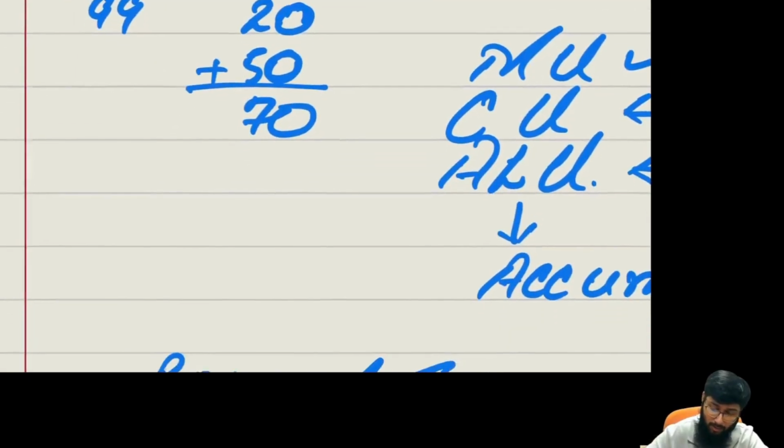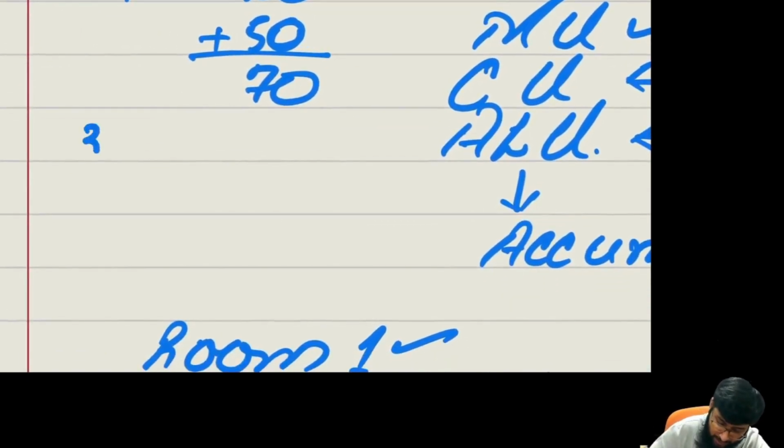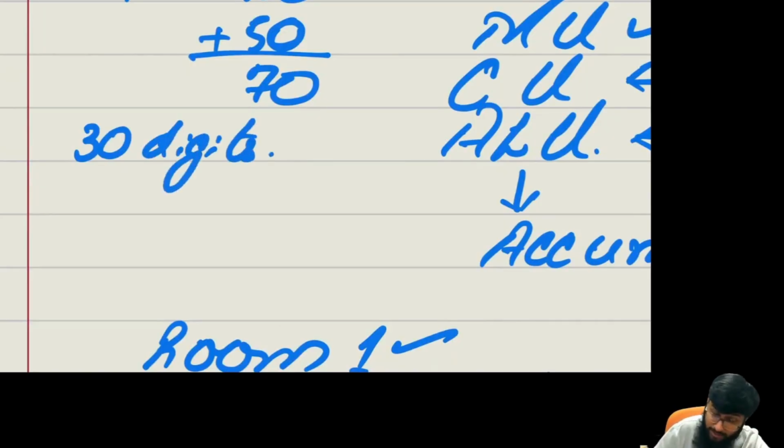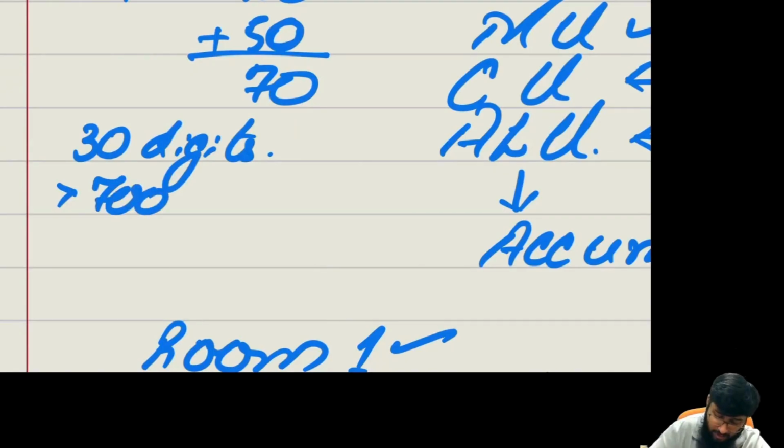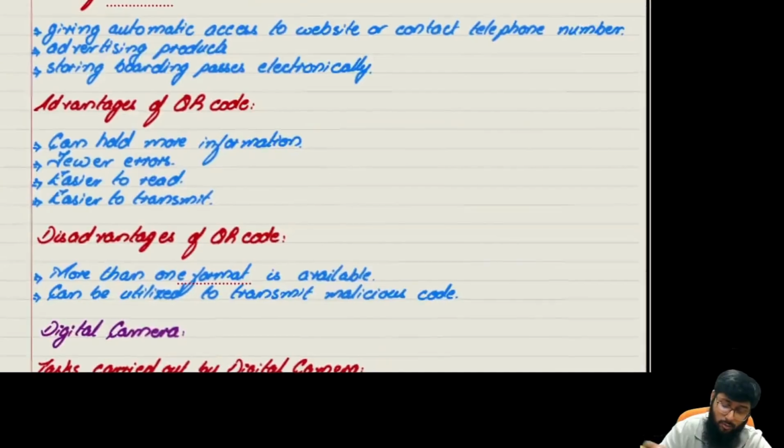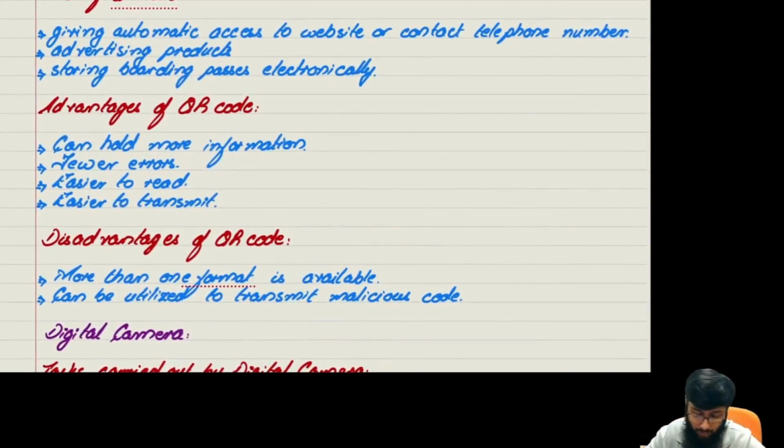Do remember that a barcode can have a maximum of 30 digits, that means a limited amount of data can be stored in the barcode. But when it comes to the QR code, it can have more than 7,000 digits. That means the more digits, the more data can be stored in your QR code. They are easier to read because no specialized hardware is required, and easier to transmit as well.